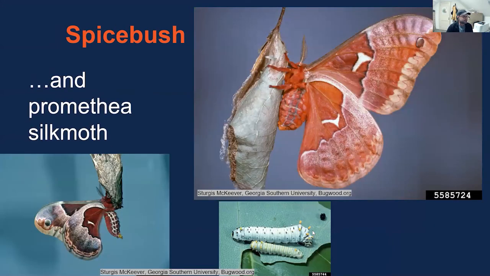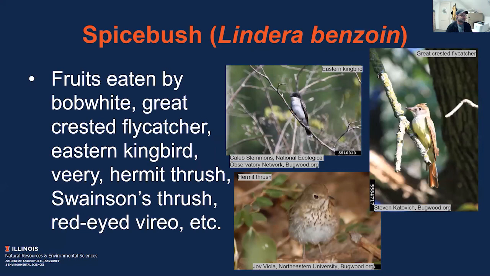And another really cool one that uses spicebush, the Prometheus silk moth. These are just huge moths if you've ever come across them. Really, really fun to see. And the caterpillars are also pretty interesting to see as well, as you see in the image. And in addition, the fruits are eaten by quite a few different birds, including some of our kind of iconic songbirds. The eastern kingbird, great crested flycatcher, and hermit thrush are pictured here.